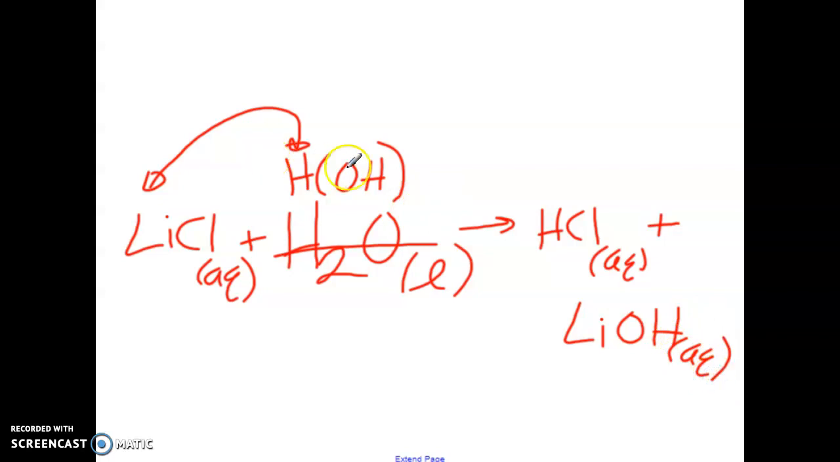Okay, so water really can be looked at as hydrogen and hydroxide. I find it's easier to look at it that way.